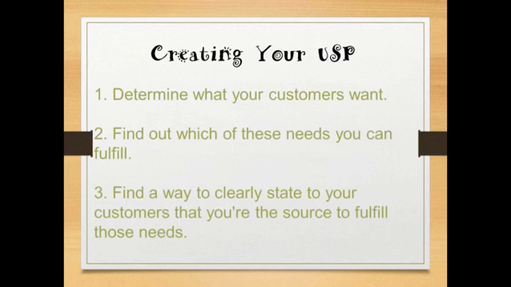Okay, so creating your USP. You might want to write these down. Number one, you need to determine what your customers want. Okay, you have to determine what they want. How can you give it to them if you don't know what they want? Number two, find out which of these needs you can fulfill. And number three, find a way to clearly state to your customers that you're the source to fulfill those needs.